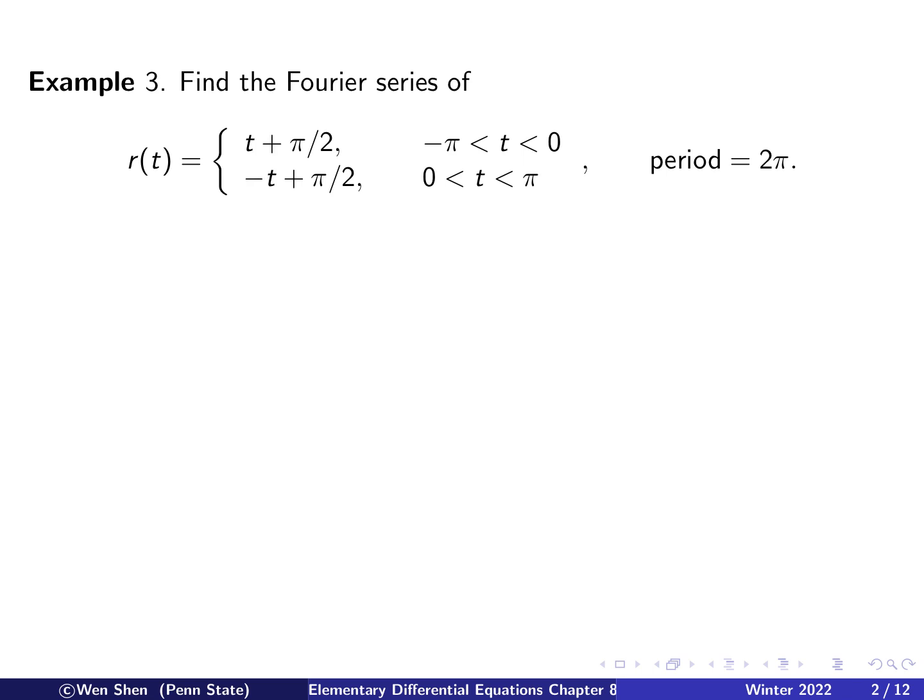So here we want to find the Fourier series of the function r(t), which is defined as follows. It's a periodic function with period 2π, and we define the function on the interval from negative π to π, and then it can be repeated periodically. On the interval from negative π to 0, it's a linear function, t plus π/2, and then on the interval from 0 to π it is negative t plus π/2. So the difference here is the linear function t.